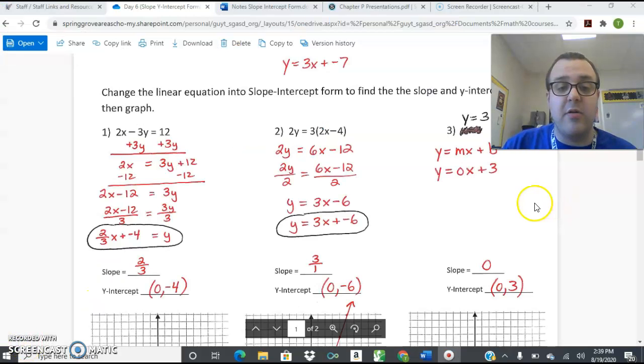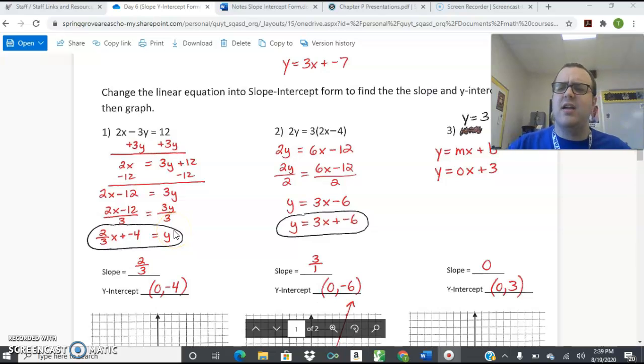All right, so here we go, ladies and gentlemen. Here are my answers and my work. So here are my y = mx + b equations. Now you'll notice with my first one, I added 3y to both sides, I subtracted 12, and then I went ahead and divided by 3. And if you notice, I ended up with 2/3x - 4 = y.